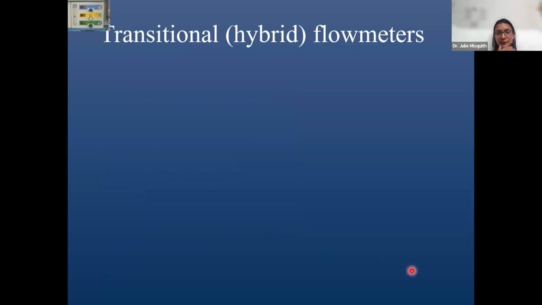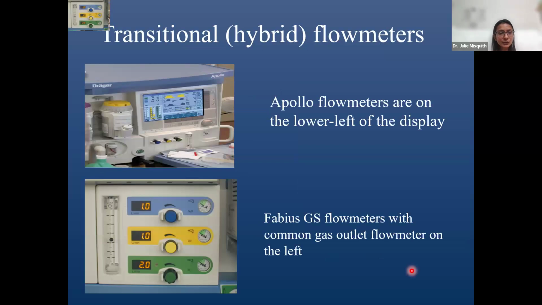The next are transitional flow meters. Now, in transitional flow meters, flow is mechanically controlled, but it is electronically displayed, like you can see in the Apollo machine or the Fabius machines. The flow meters are mechanically controlled, but there is a bar graph on the left side of the display in the Apollo, which shows the flow controls. And in the Fabius, flows are captured and displayed electronically through the common gas flow meter. So these are transitional flow meters.